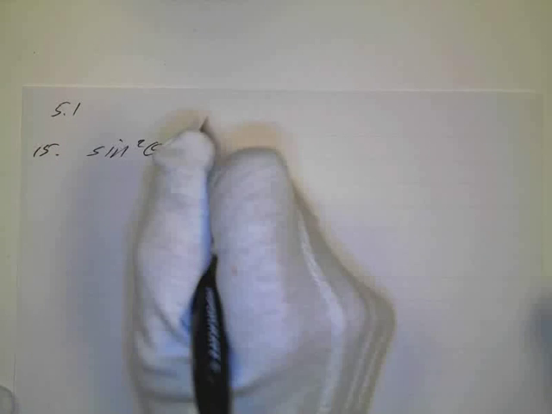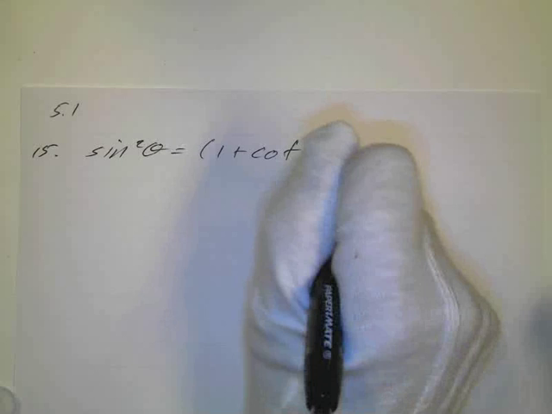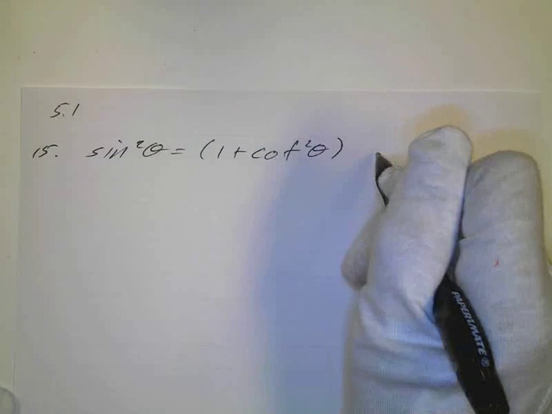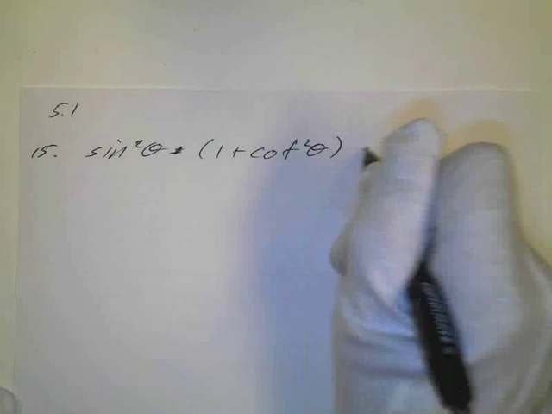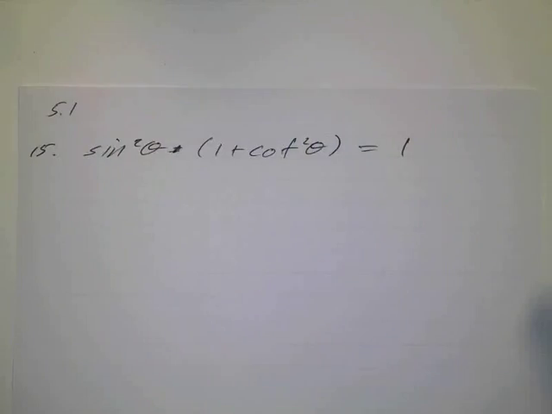And again, this is 5.1. And number 15. Okay, the sine squared of theta times 1 plus the cotangent squared of theta. Oh, I'm sorry, that's times that, pardon me. Does that equal 1? Okay, so what's 1 plus the cotangent squared?